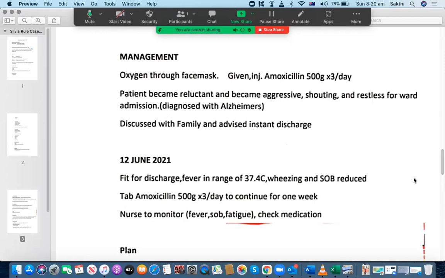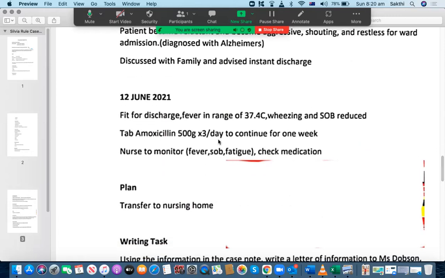Discussed with family and advised instant discharge. It is better to use some kinds of synonyms like immediate. Okay, she has been advised to get discharged immediately, something like that. So you can use some kinds of words instead of repeating the same words again and again. Fit for discharge, fever in a range. Okay, so that's good. So you can mention these things, these things need to be done.